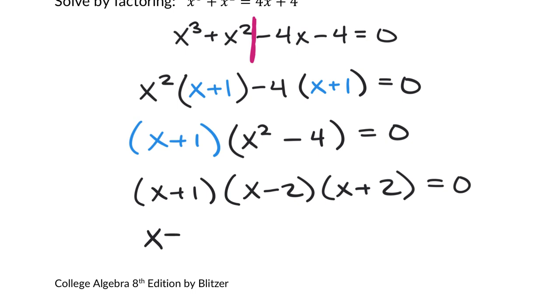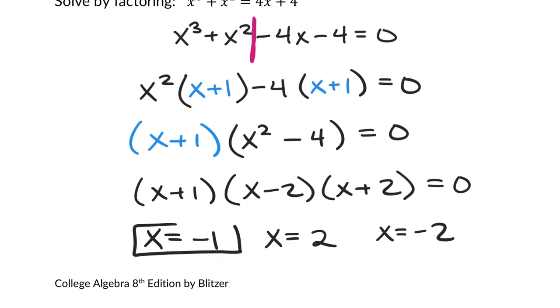From that first parentheses, what should x be equal to? -1. From the second one, what should it be equal to? And then, great, you just literally take the opposite sign when they're single step equations.